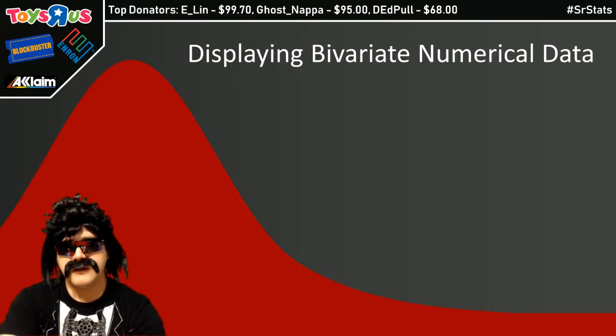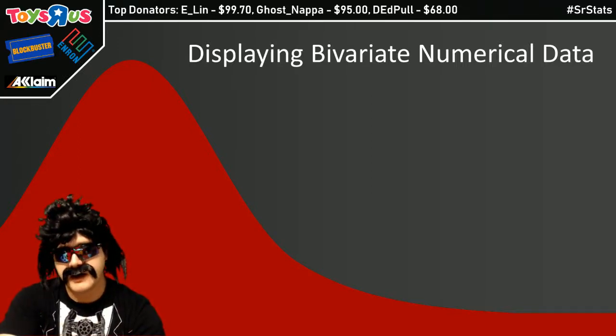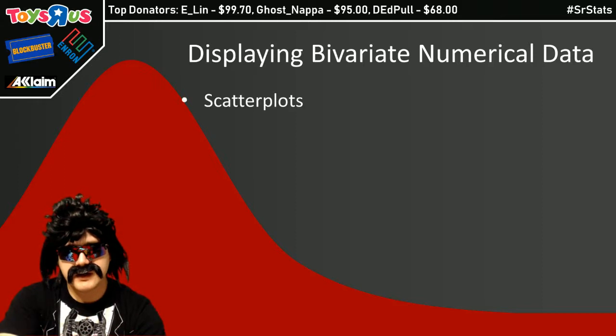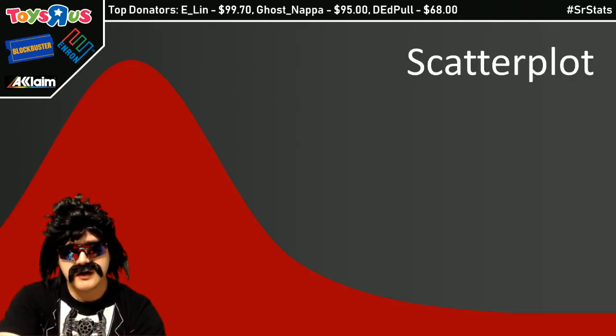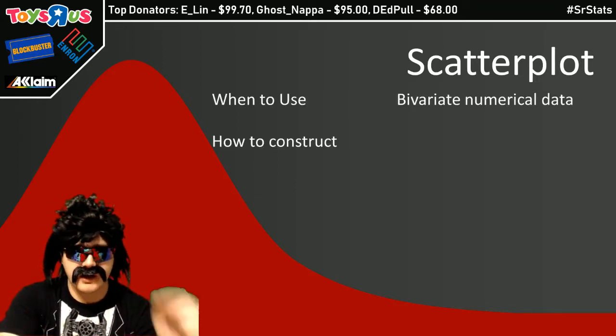Alright, so now we're going to look at displaying bivariate numerical data. So we've got a couple of ways that we can do that: scatter plots and time series plots. Alright, so scatter plot is for bivariate numerical data. How do you construct it?